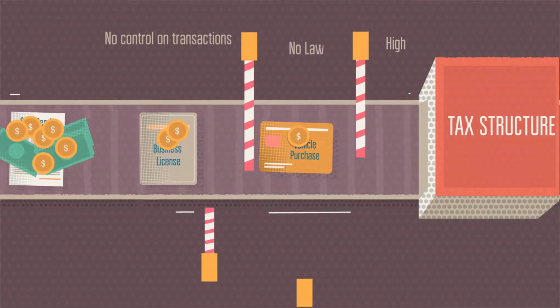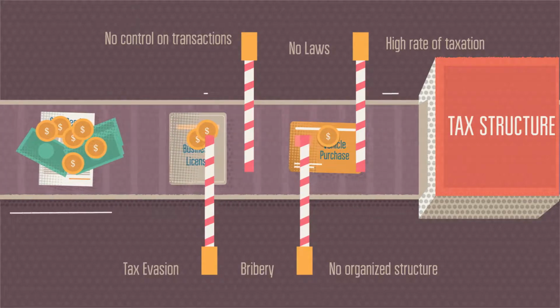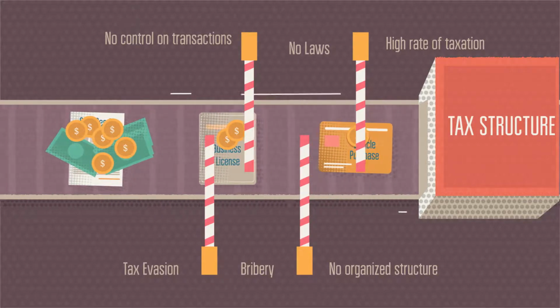Problems of the government in the current scenario. Still, our government is far behind an organized tax structure. So, what are the challenges in achieving it?